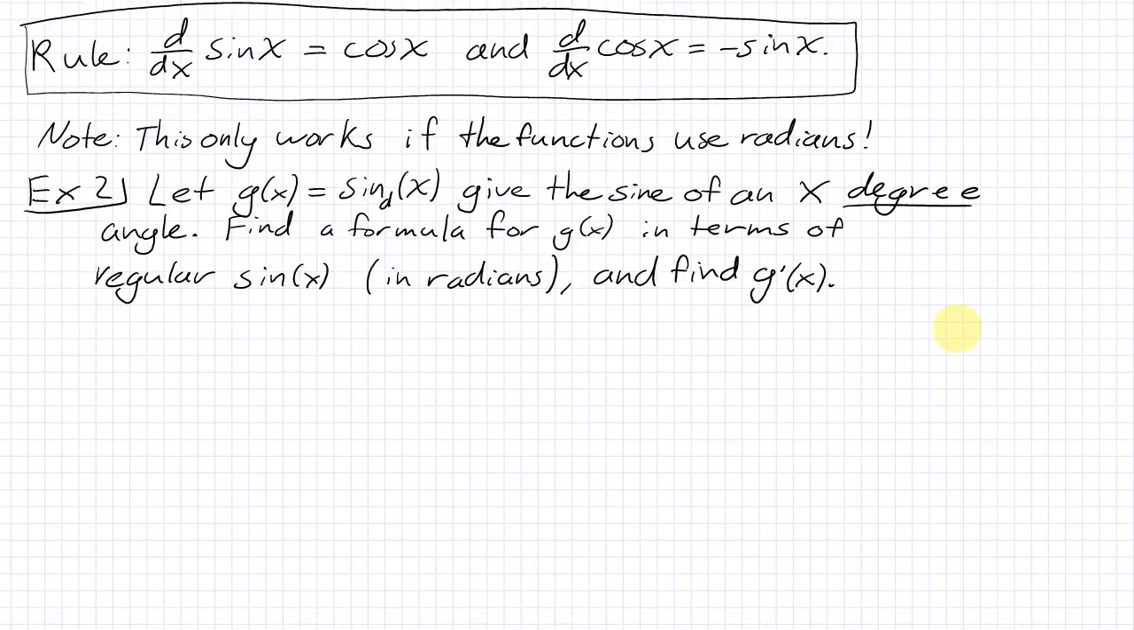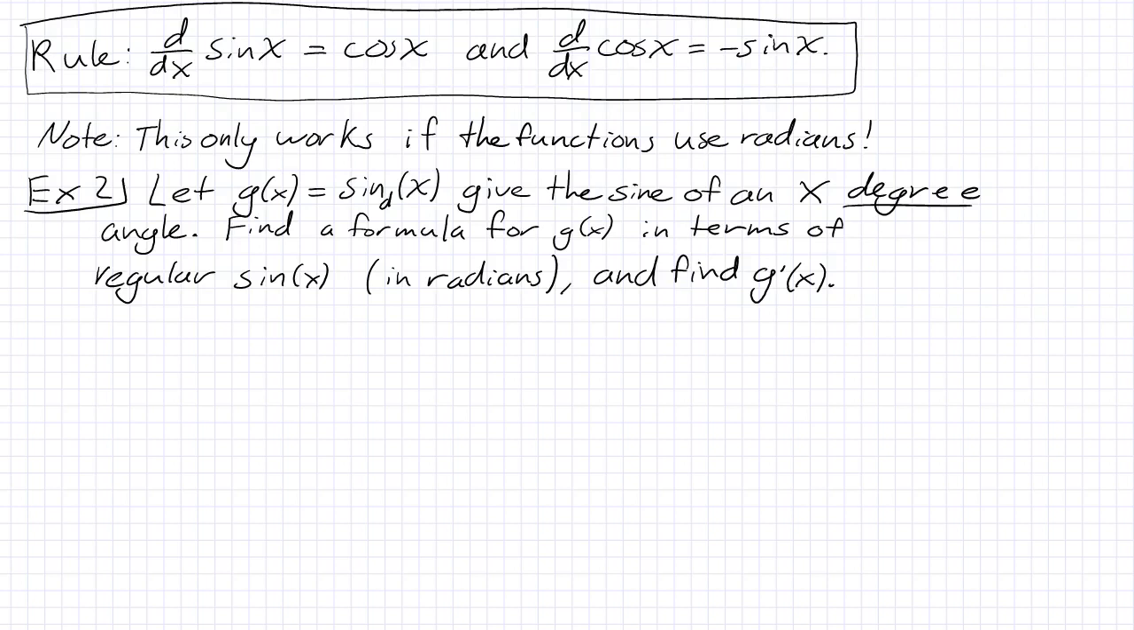I'm going to give it a different name so we don't get confused. I'm going to say g of x is this degree sine function, so sine subscript d of x. This function gives the sine of an x degree angle, and we're going to find a formula for g of x in terms of regular old sine, which uses radians, and find the derivative of this function. And we're going to see that it is not cosine of x. This example I don't expect you to do. I'm just going to work it out right now because it's kind of a weird one.